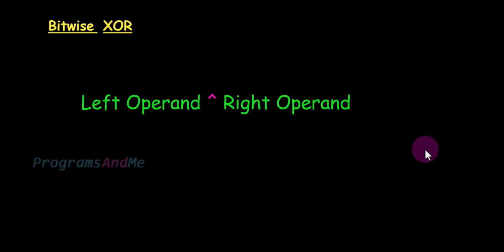Okay, next let's talk about the bitwise XOR operator. The symbol used to represent the bitwise XOR operator is this. Syntax is left operand, bitwise XOR operator, right operand. It is a binary operator. Bitwise AND, bitwise OR, bitwise XOR, these are all binary operators.